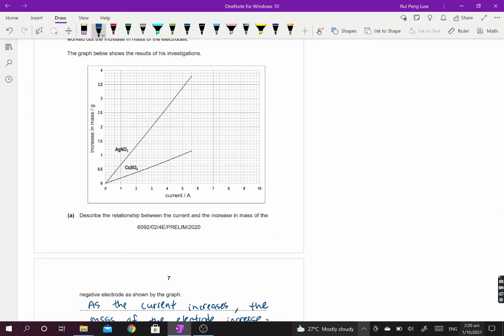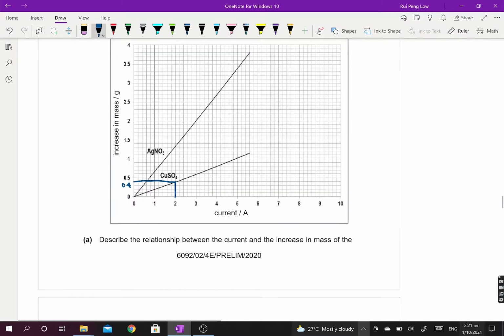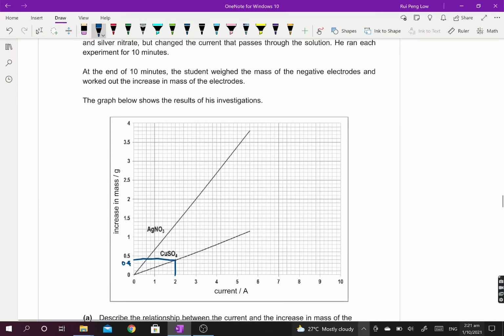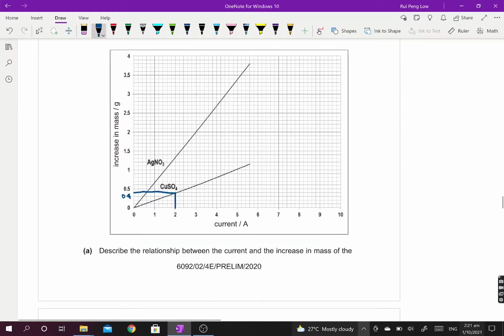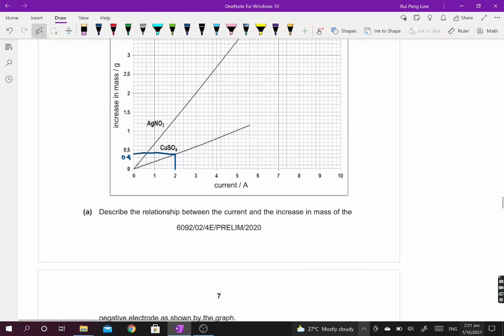Now, let's take a look at 2 amperes and see what the value is. So the value here is 0.4. I hope everyone can see. Let me zoom in a bit. Okay, so at 2 ampere, my mass increase for the copper electrode will be 0.4. Now, take note, because this is for 10 minutes, if you run this experiment for 10 minutes at 2 ampere of current, then you will get 0.4 grams increase in mass.